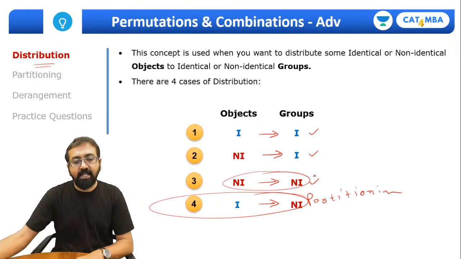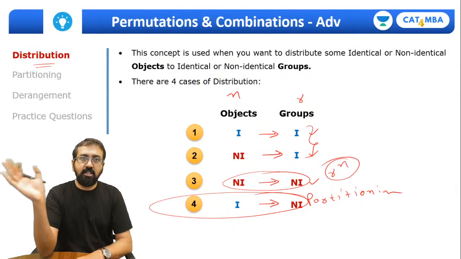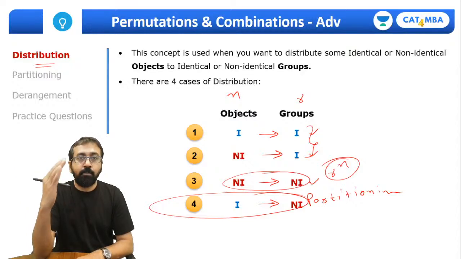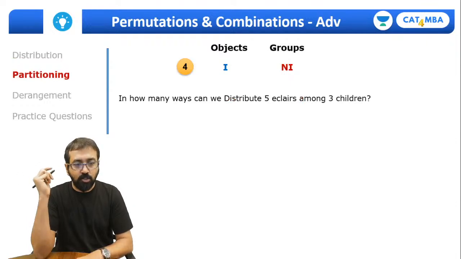Non-identical to non-identical is very simple. It's r raised to n. If there are r groups and n objects, and both are different, it can be done straight away in r raised to n, and these two have to be done manually. I've already explained that. In case you are not aware, please look at the permutation combination part 4 video. That's of advanced PNC. We have discussed these points, right?